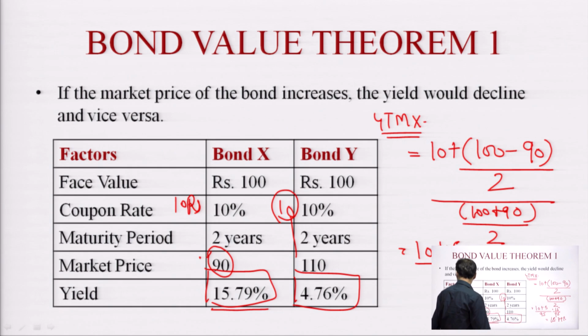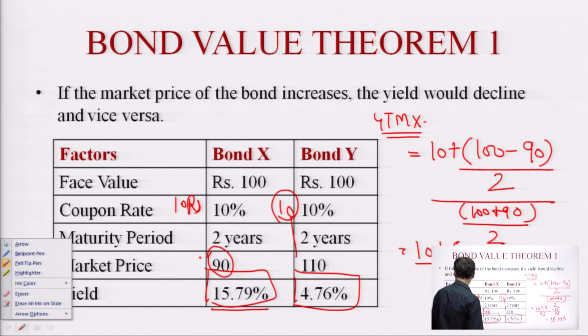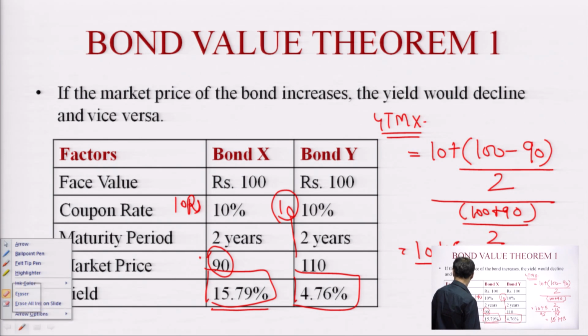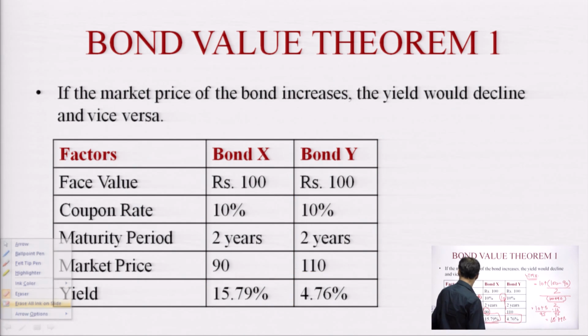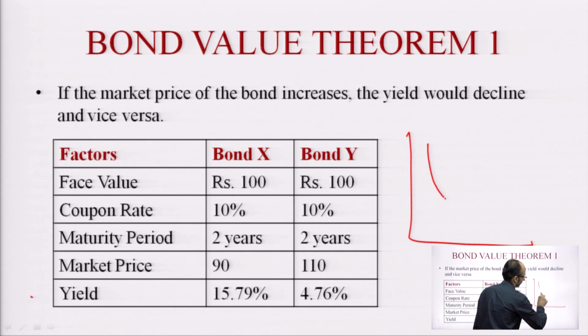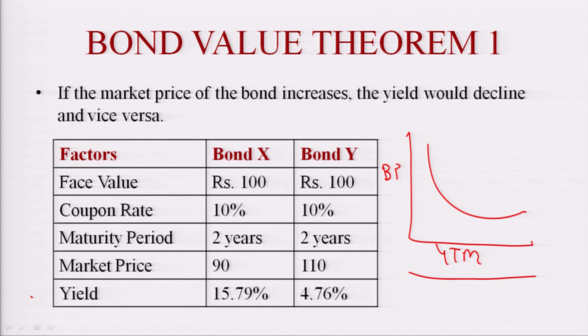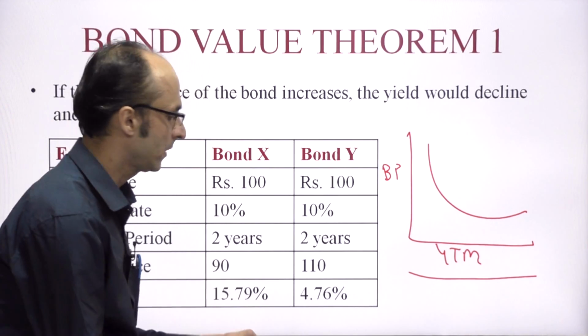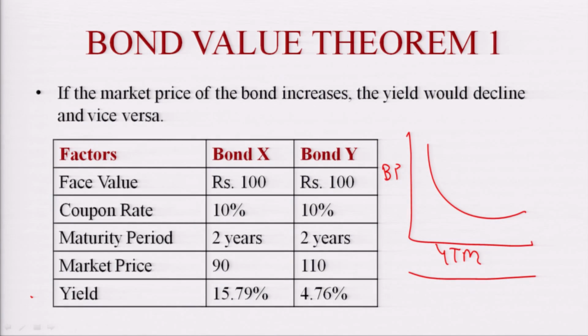Now what relationship can we derive from this? The relationship that we can derive from this is that there is an inverse relationship between the bond price and yield to maturity. This is our theorem 1, that there is an inverse relationship between the bond price and yield to maturity. I hope this is clear to you. Now we will move on to our next slide, or next theorem.